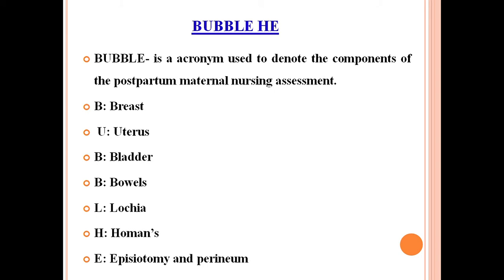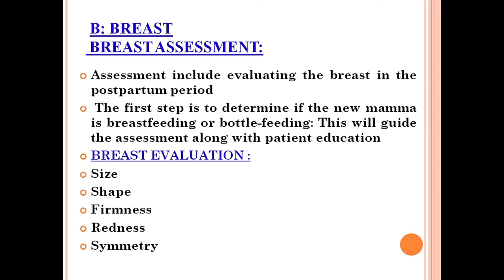Now, BUBBLE-HE is the important acronym used to denote the components of postpartum maternal nursing assessment. B stands for breast, U for uterus, B for bladder, B for bowel, L for lochia, H for hemorrhoids, and E for episiotomy and perineum.